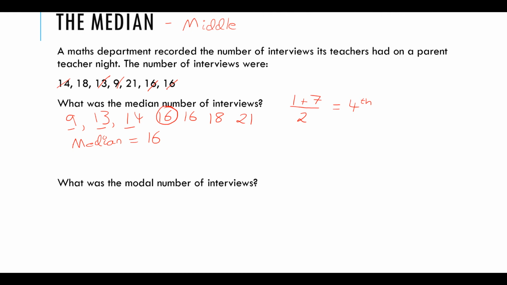What's the modal number of interviews? The modal number, the mode, is the one that appears most. There's only one that appears more than once, and that's 16. So the mode is 16. If there are two or more numbers that are tied for an equal amount of high appearances, so if we had an extra 18 in this list, for example, both the numbers would be the mode. So you can have more than one mode. You can never have more than one median or one mean.